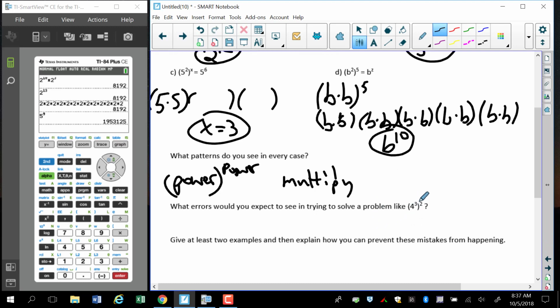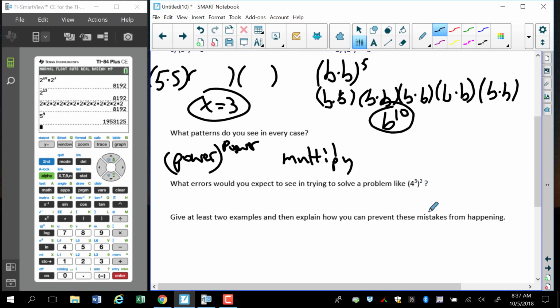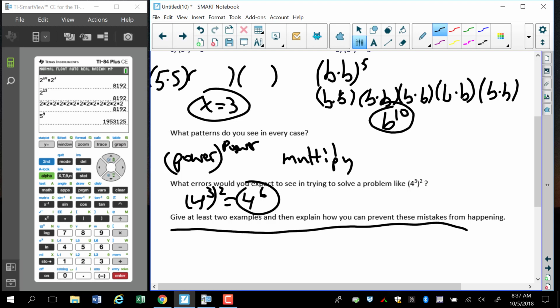So what kind of mistakes can you see from this? Well, the correct answer should be 4 to the 3 times 2, which is 4 to the 6. Don't make the mistake of putting 4 to the 5 and other examples you can think about. This is 4 to the 6. Really think about this as 4 times 4 times 4, which is 4 cubed, and I have 2 groups of them. So I have 4 to the 6th power.